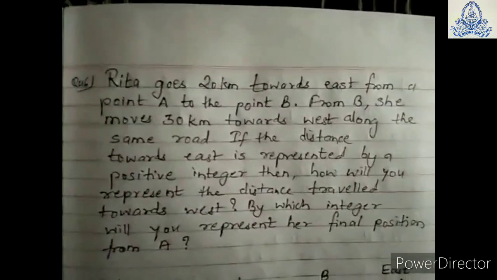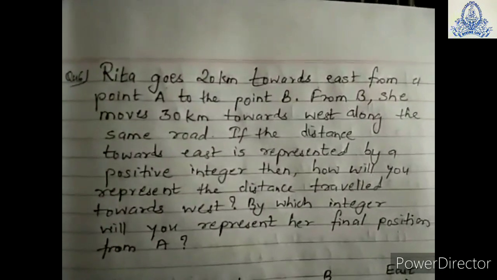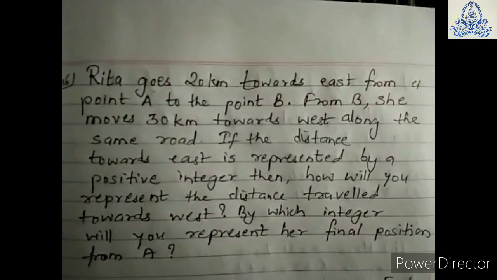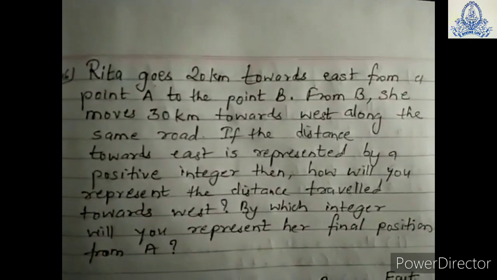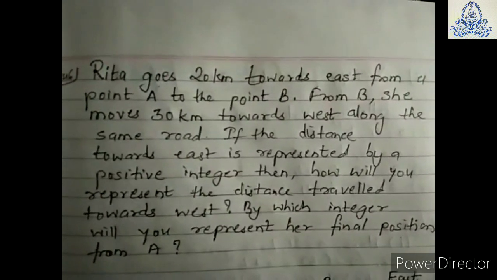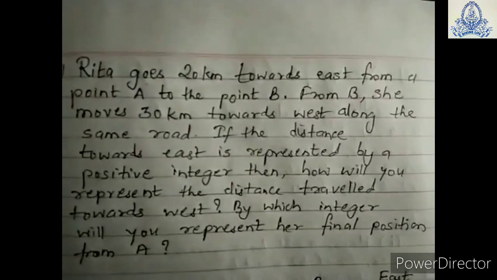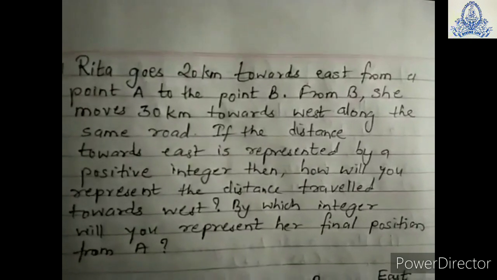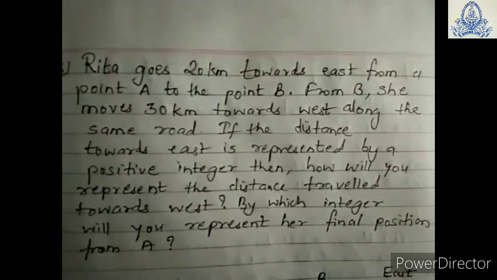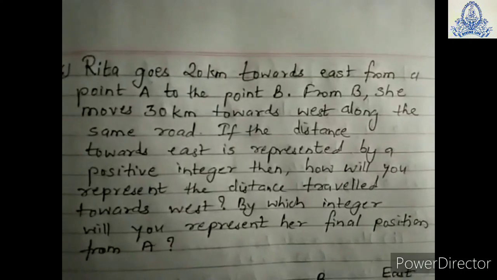It is a very interesting question, so see carefully. The question is, Rita goes 20 km towards east from point A to point B. One girl, her name is Rita, goes 20 kilometers towards the east direction from A to point B. From B, she moves 30 kilometers towards the west direction along the same road.